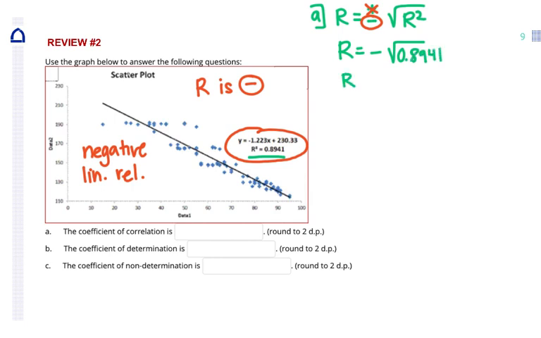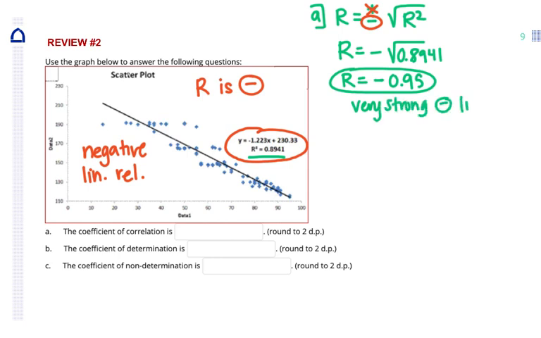0.8941. So let's see what that is. It will round to be negative 0.95, which, as you remember, for correlation coefficient, that tells us the strength and direction. That's a very strong and negative linear relationship, meaning the dots are going down and they're close to the line, and we see that is true in the scatter plot.